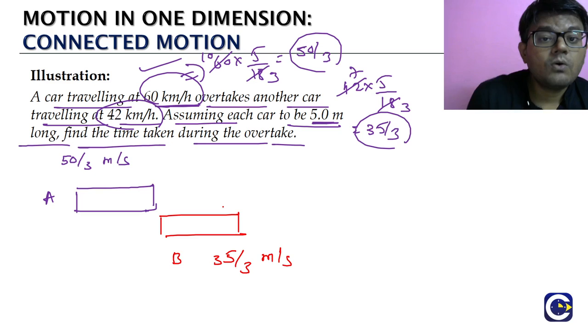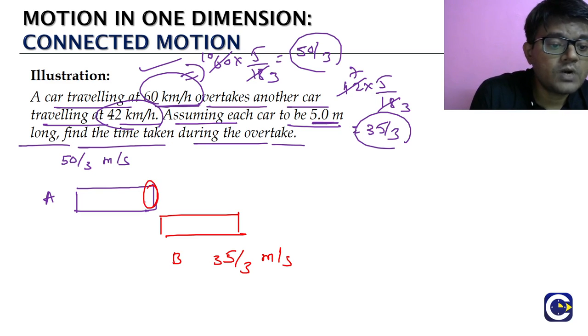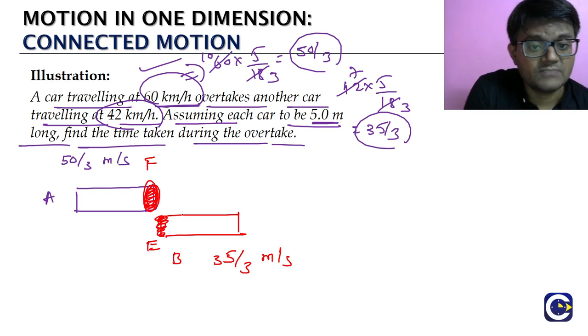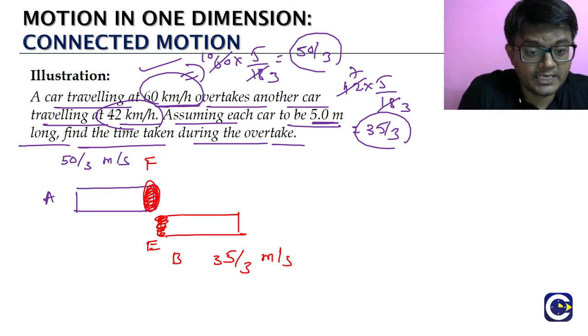Now what are we saying? Overtaking. You know, overtaking means what? When we say complete overtaking is happening, look at the head or the front portion of car A. It is going to first align with the end portion of car B. So the front portion of car A will align with the end portion of car B. That is when we will say that overtaking is starting. I'm sure you have seen overtaking a lot of times.